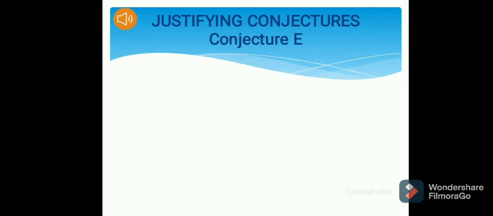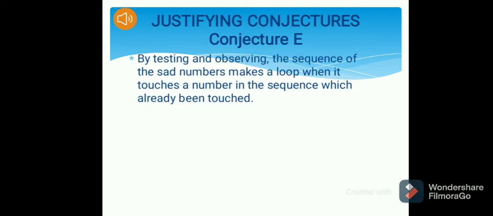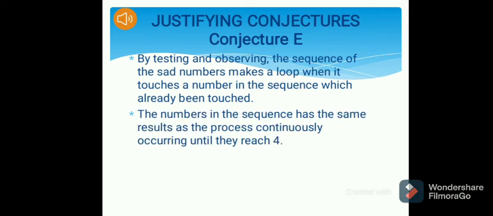Justifying conjecture E. By testing and observing, the sequence of the sad numbers makes a loop when it touches a number in the sequence which has already been touched. The numbers in the sequence have the same result as the process continuously occurs until they reach 4. Just like what I have said, 4 can be squared again, and that makes another round of squaring and adding the squared numbers, and that's an unending process for said numbers.